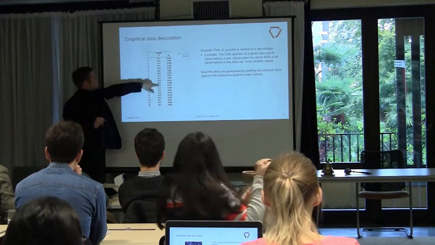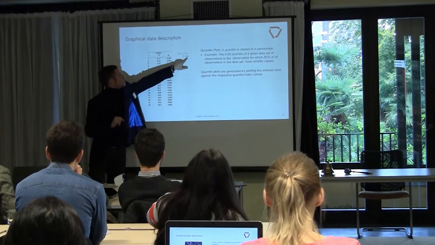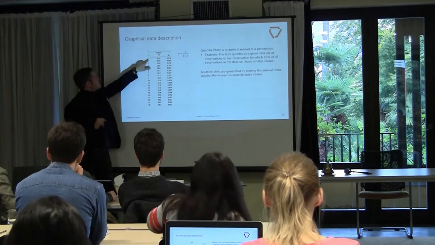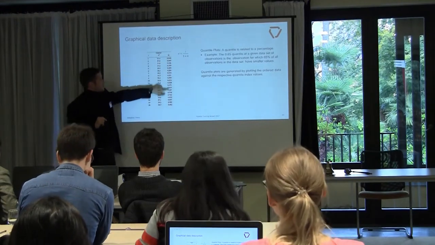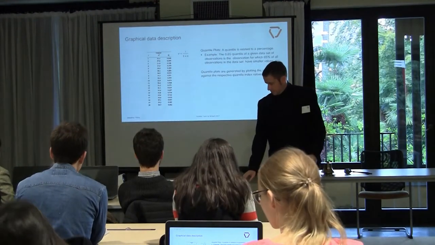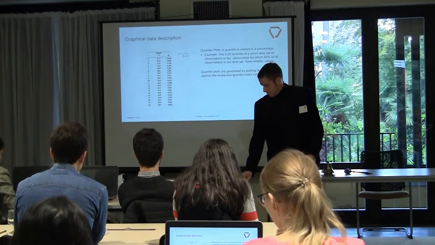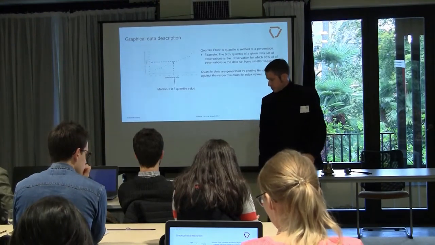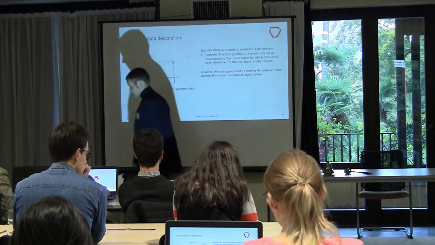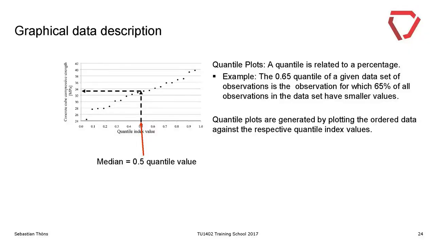So you take the ordered set of data, and then you calculate the quantile with the overall number of the data n and the ordered number here, and then you can assign the quantile. And per definition, we saw it in one of the first slides, the median is defined as the 0.5 quantile value. So if you have a quantile plot, you can read the median.